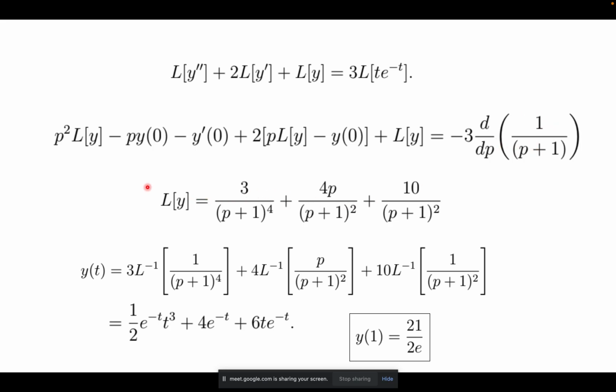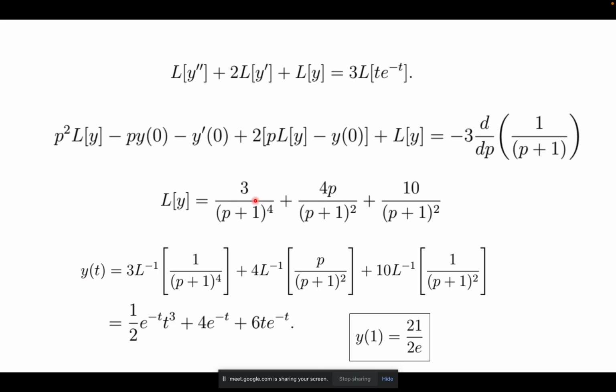From there, you already know the values of y(0) and y dash (0). The only variable here is L of y. So from this equation, you can express the Laplace transform of y. After solving this, you will get this equation, which is straightforward. Now in order to find the value of y of t, you can take the inverse Laplace transform on both sides, because the inverse Laplace of this resultant equation will give you the value of y of t.